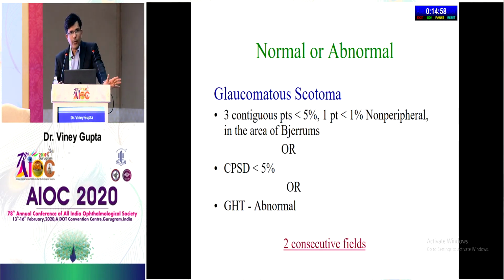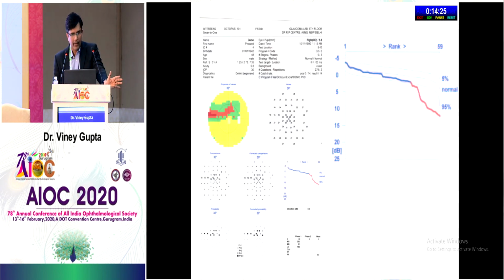So when you have to look at what is abnormal and what is normal, you must understand this principle of a glaucomatous scotoma. A scotoma would be considered when there are 3 contiguous points with less than 5%, one point of which is less than 1%, and it should be in the Jerem's area. Now the Jerem's area is that arcuate area that I was showing you, which extends from the blind spot all over to the nasal periphery. Yes? The CPSD or the PSD should be less than 5%, or the GHT should be abnormal, and this should be present in at least 2 consecutive visual fields to be considered as probably glaucomatous.